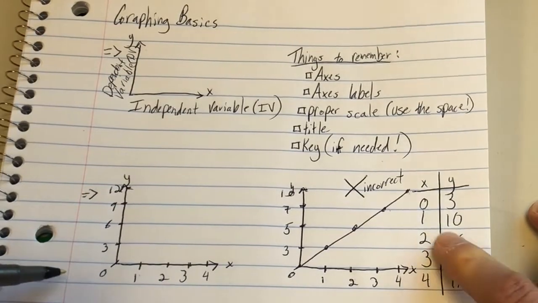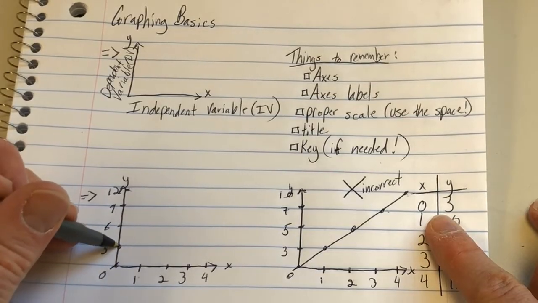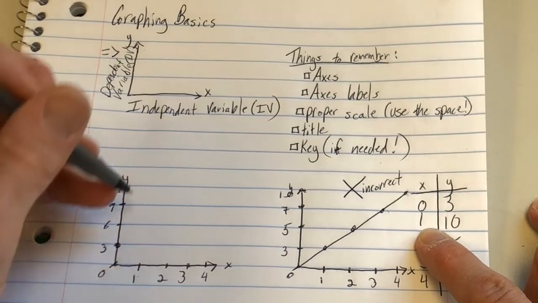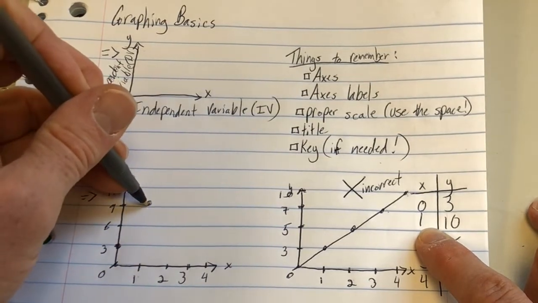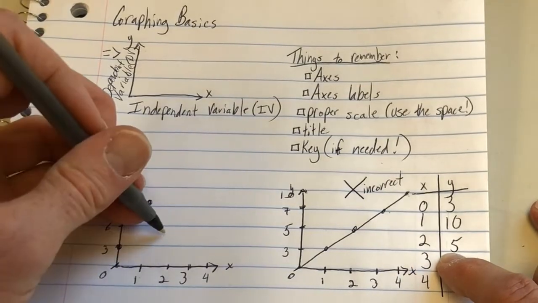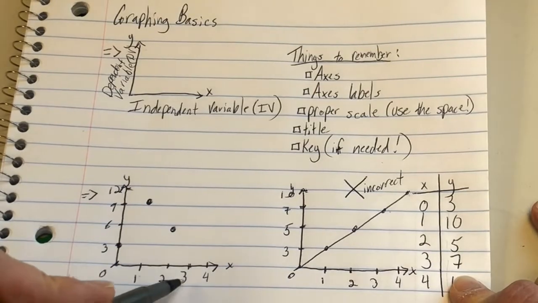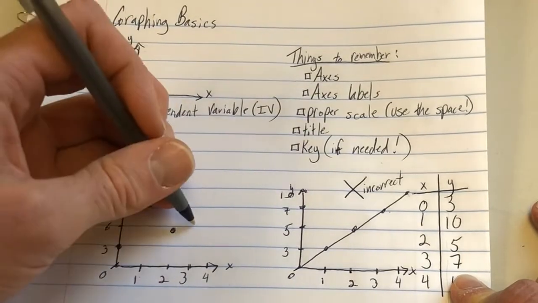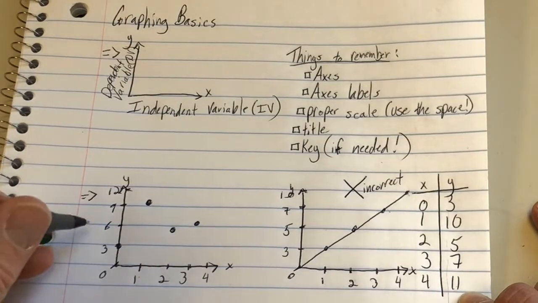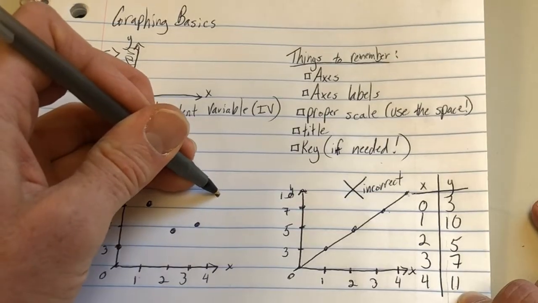Okay, and then if I go to plot this data, I would have a point at 0 and 3, make a dot there. I'd have a point at 1 and 10, so it'd be just a little bit above the 9. I've got a point at 2 and 5, it's going to be just below the 6. Then I've got a point at 3 and 7, which would be just above the 6. Then a point at 4 and 11. 4 and 11, that's going to be just below the 12 mark.